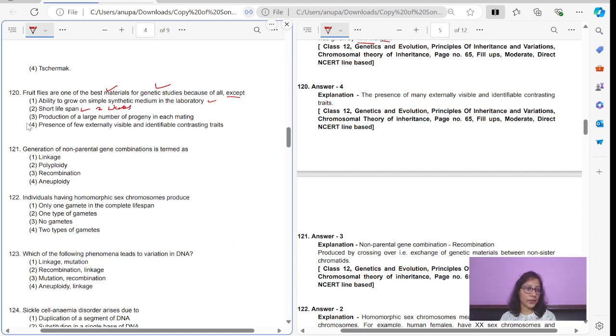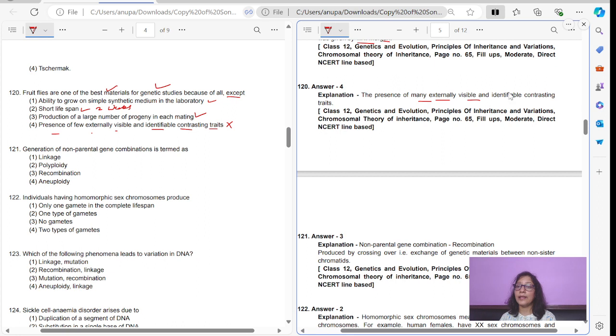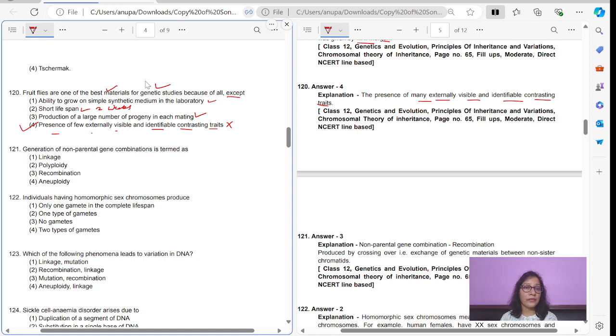Now, the next option, that is option third, is production of a large number of progeny in each mating. This is also correct. They produce many progeny in a single mating. And the next option is presence of few externally visible and identifiable contrasting traits. So this is not correct, because there are many externally visible and identifiable contrasting traits present in fruit flies. So all are true or correct except option number 4, and we have to choose the wrong statement about this. So the answer will be option number 4.